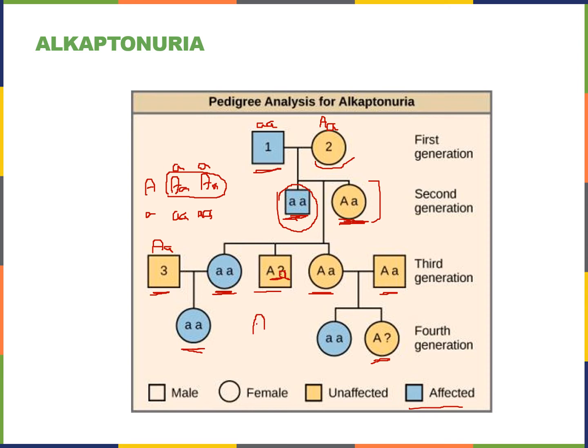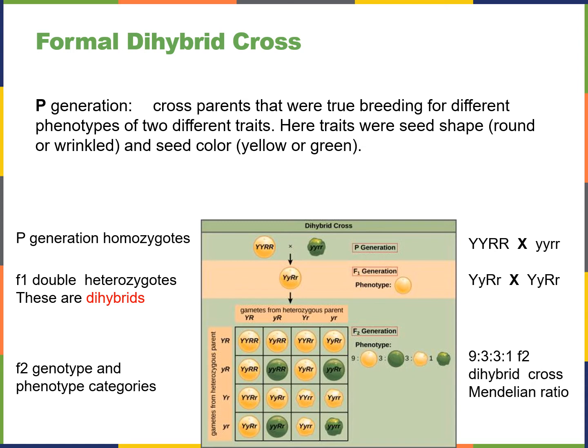So again, let's do that Punnett square. Big A, little a by big A, little a. That's going to give us big A, big A, big A, little a, big A, little a, and little a, little a. So we have an affected female here. And from this information, unless we had more of this pedigree, we really can't decipher what this is. This could be big A, big A, because there's a 25% chance of that. Or this could be big A, little a, because there's a 50% chance of that. And in both cases, that female would be unaffected. So we need more information to determine that one. Now we're going to move into talking about a formal dihybrid cross.